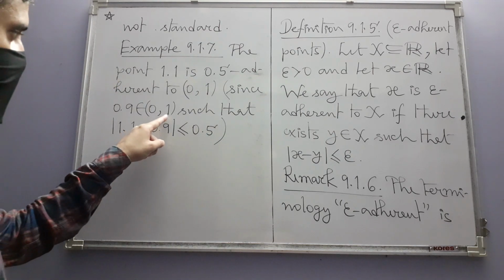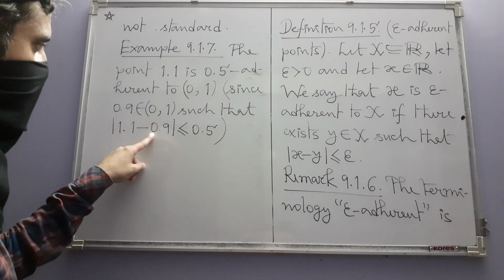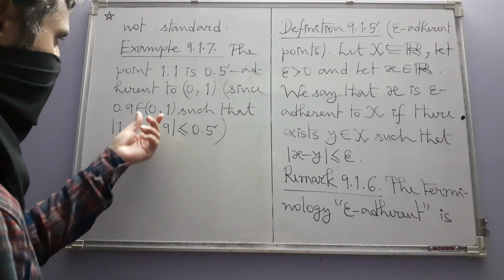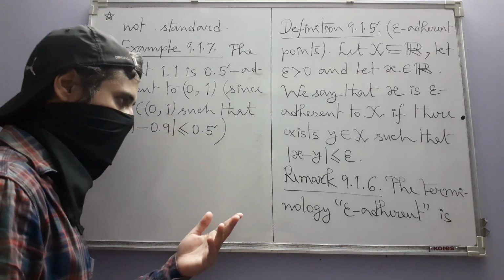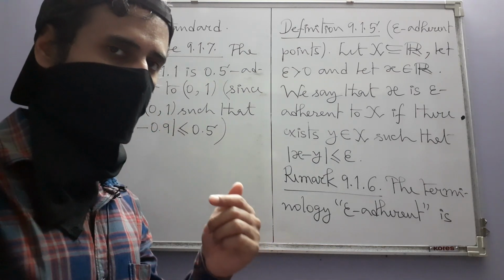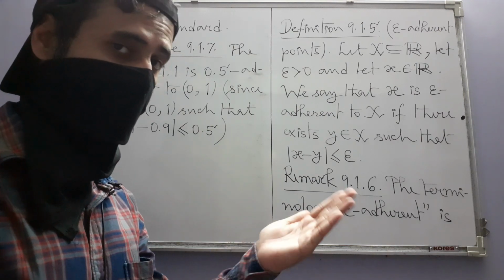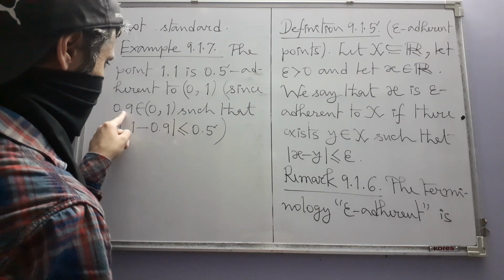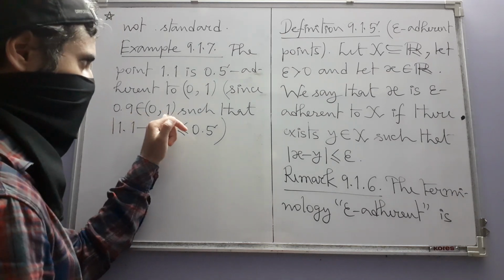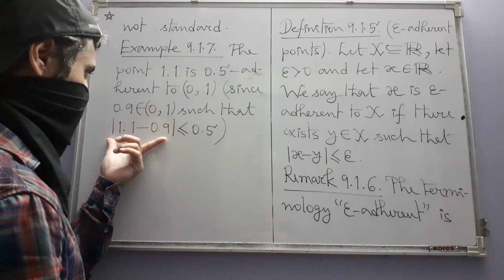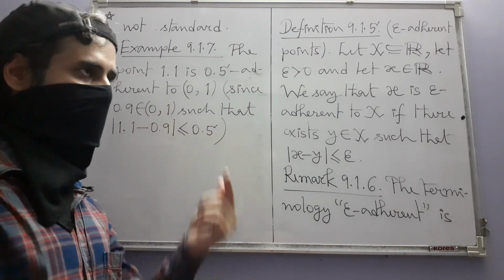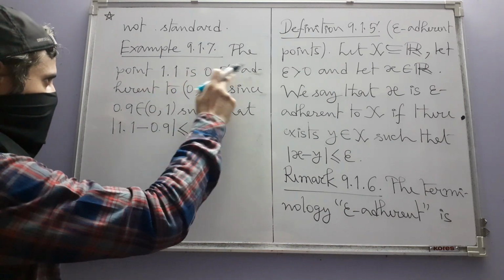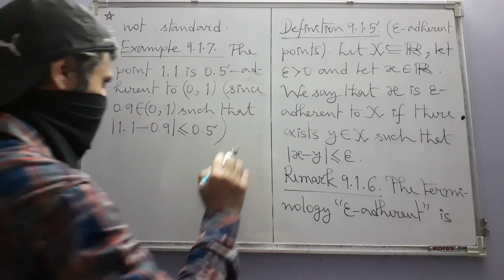Note that you cannot take 1 here. 1 is not an element of this open interval, because the open interval by definition consists of all real numbers x that are strictly greater than 0 and strictly less than 1. So 1 cannot be chosen. However, we can of course choose 0.9, which is an element of this interval that is close to 1.1, and the distance is less than or equal to 0.5. So that's why 1.1 is 0.5 adherent to this set.